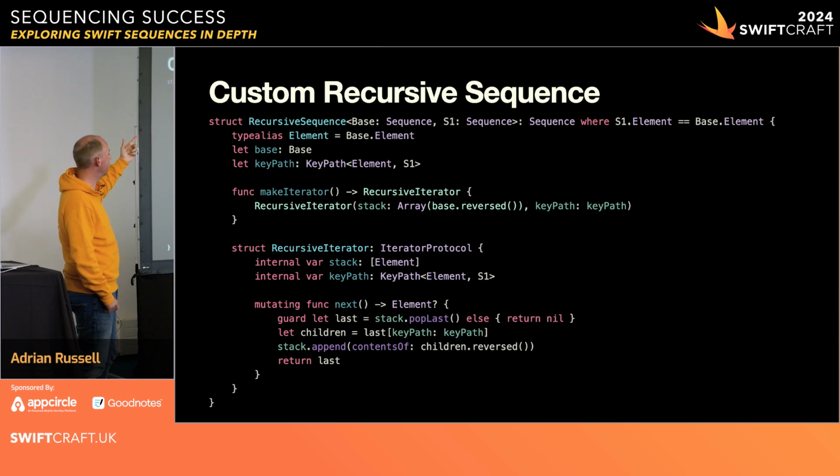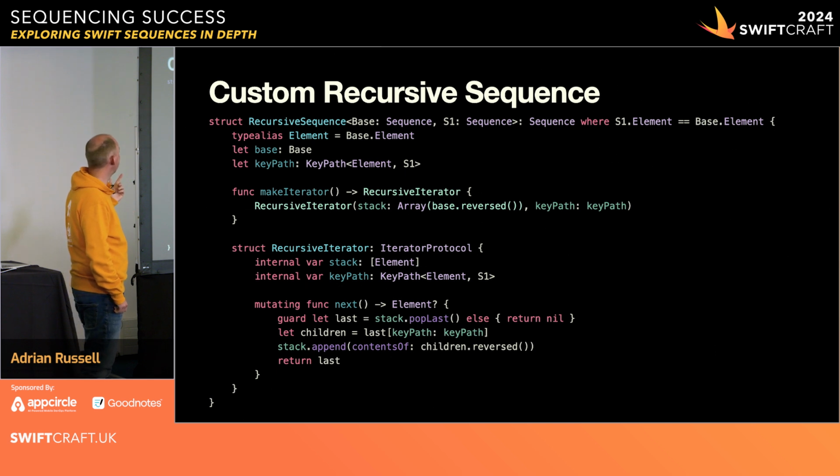So that base element is going to be a base sequence, as you say, a sequence that contains the root elements. And then that S1 type is the type of sequence that contains all the children. The reason they're different is for convenience. Potentially you could have a situation where the children are contained in a set or some other sequence, and you don't want to have to force it into an array.